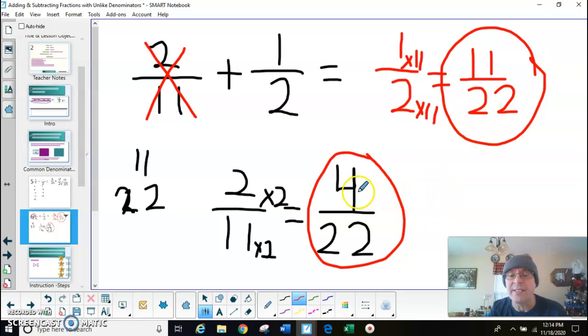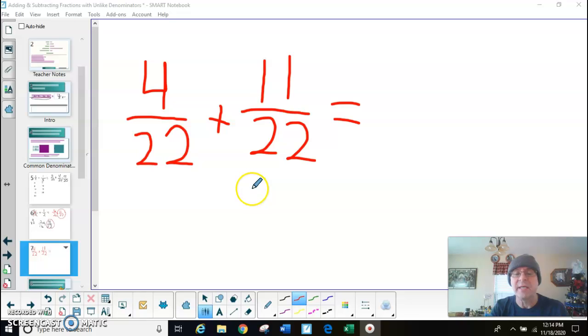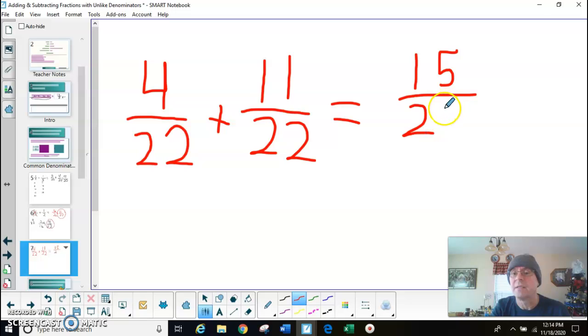Now what I do is I take 4 22nds plus 11 22nds. Now I can add these together because the denominators are the same. 11 plus 4 is 15, so 15 22nds. Now, that's how you do it.